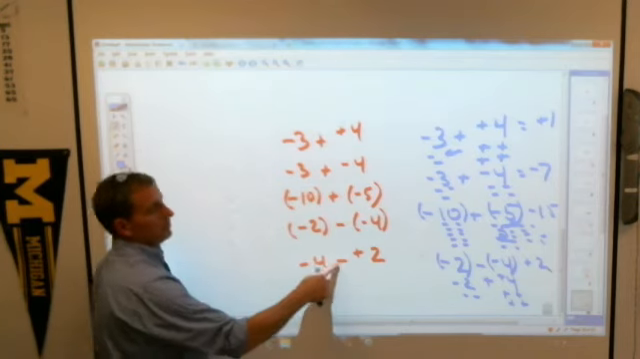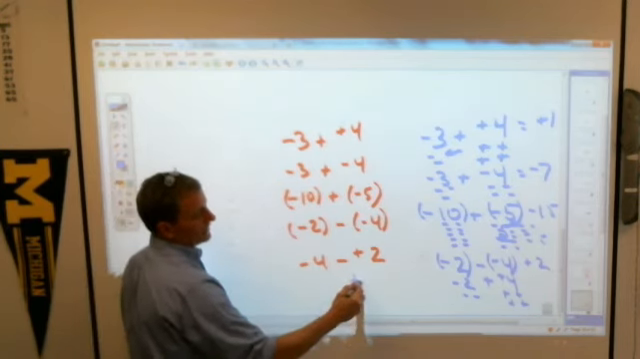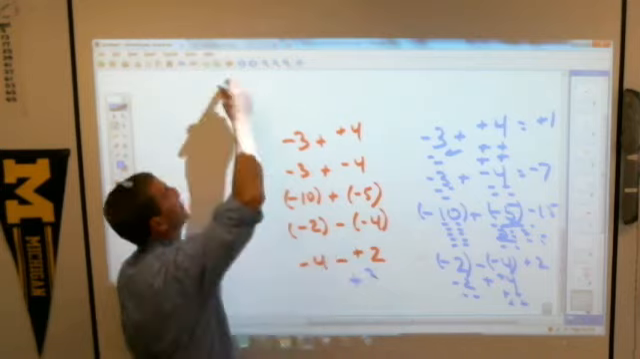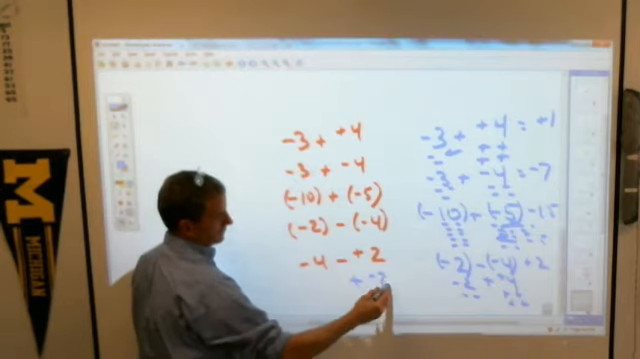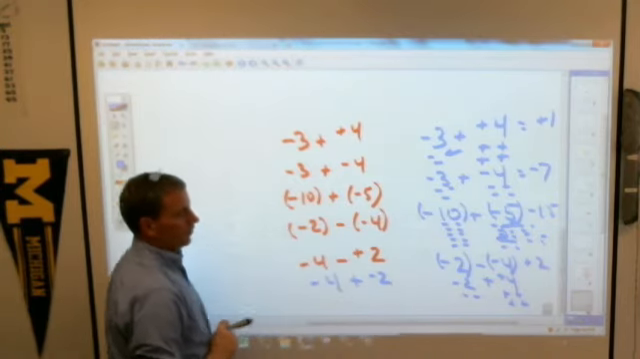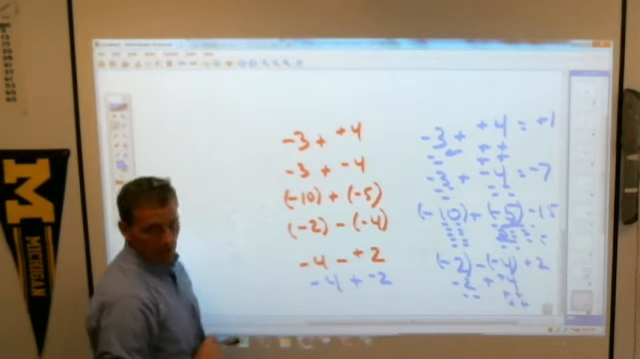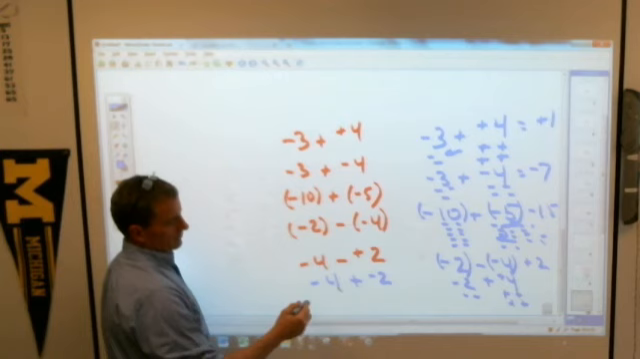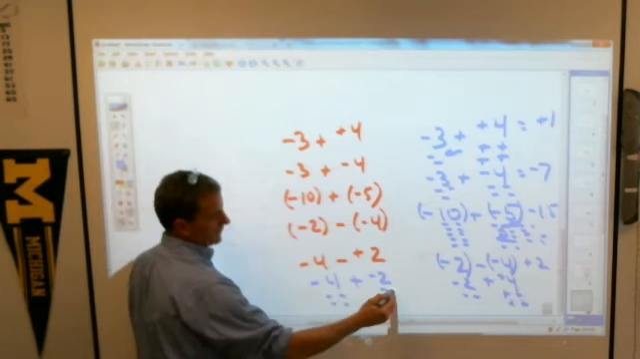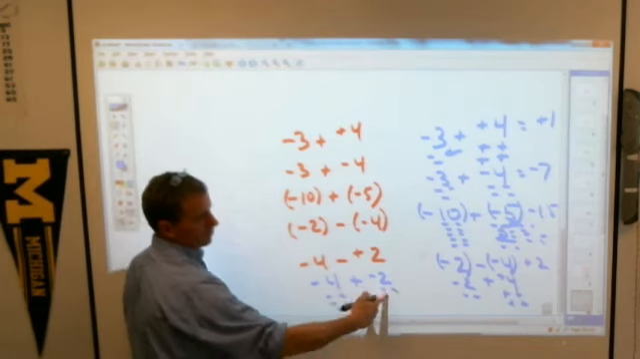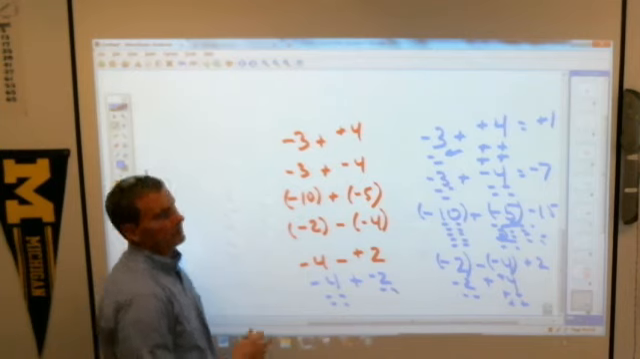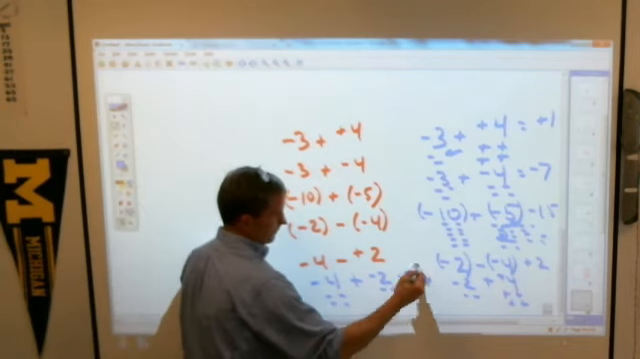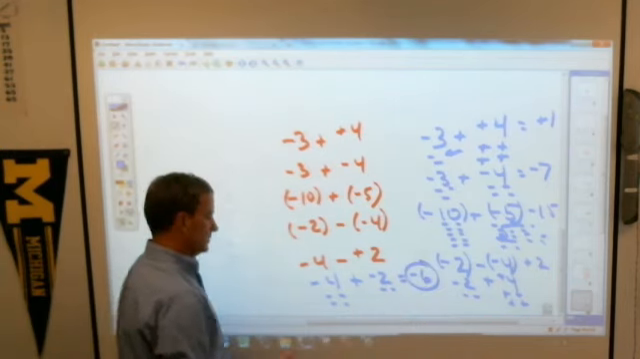Same thing here. To subtract, you add the opposite. Negative 4 plus negative 2 is negative 6. Take a look. 4 negatives, 2 more negatives is a total of negative 6. That is the whole kit.